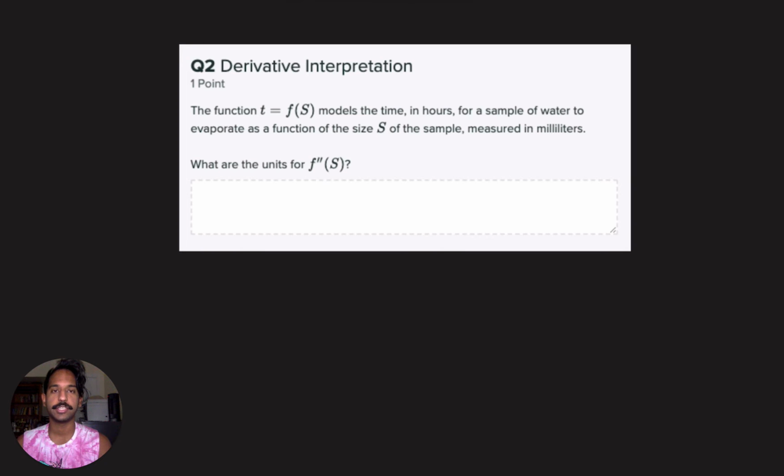Now, questions like this, you might immediately jump and think, okay, its second derivative is going to be milliliters per hour, I'm done, okay, cool. But you got to think a little carefully.